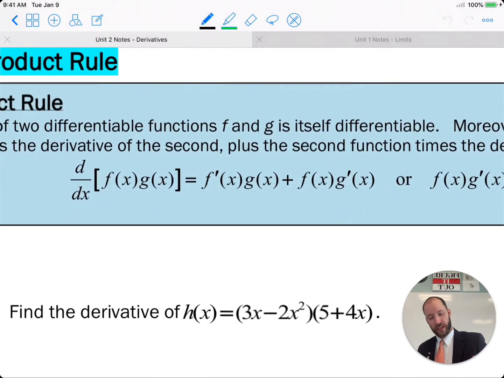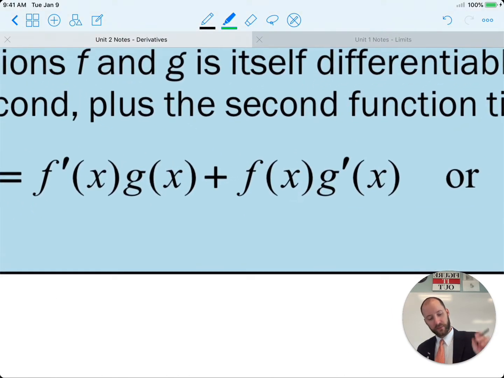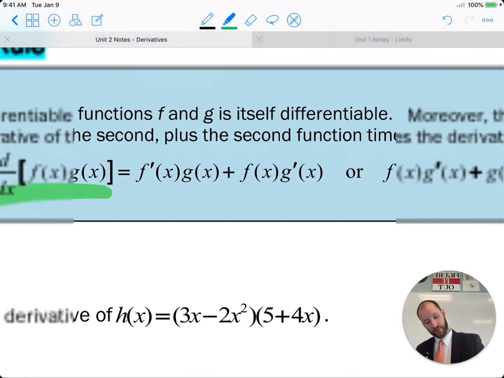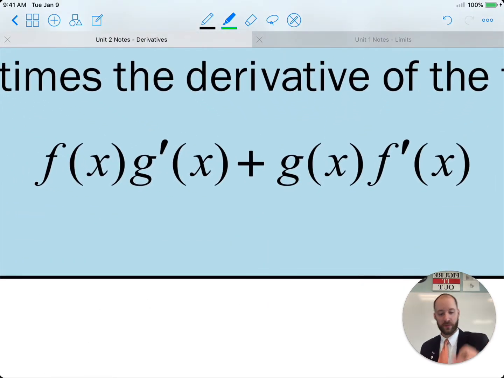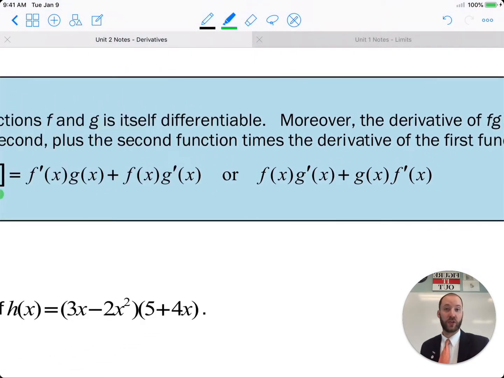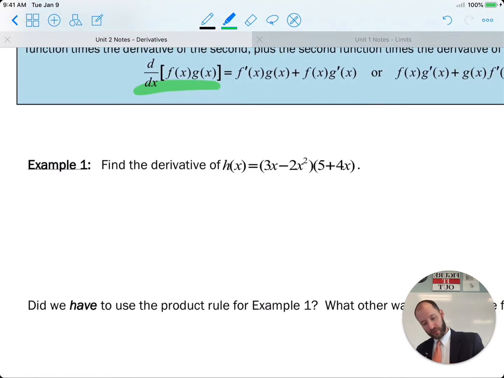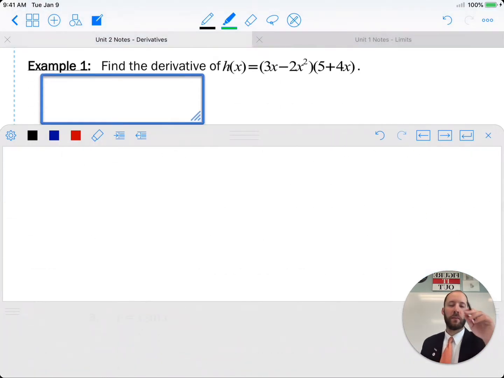So if we have d/dx of f times g, the derivative of two functions multiplied, you get f prime times g and f times g prime. You add them together. Now addition is commutative, so 3 plus 2 is the same as 2 plus 3. So you might see them reversed, f times g prime plus g times f prime. Either way is good. But what I find helps is a box method, and the box helps organize the thought process. So I'll show you how that works.